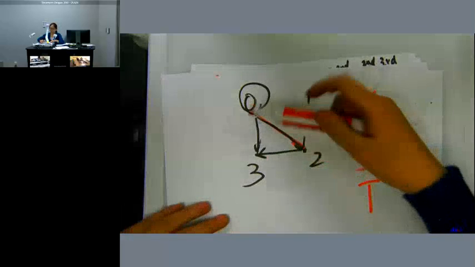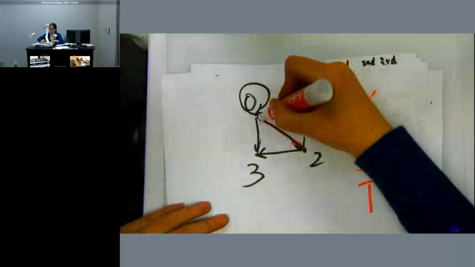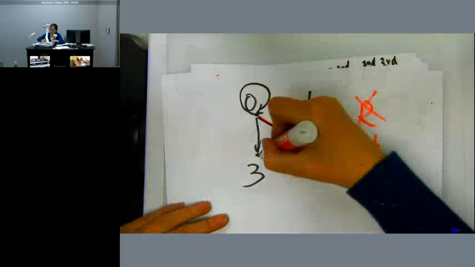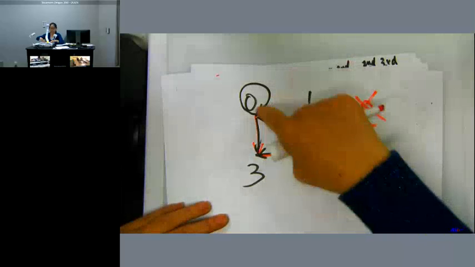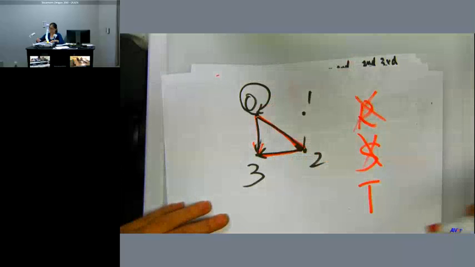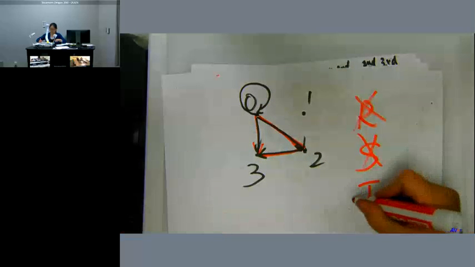What about transitive? If it goes from here to here and here to here, you must have first related to the third, right? Looks like it meets that relation. So it is transitive.